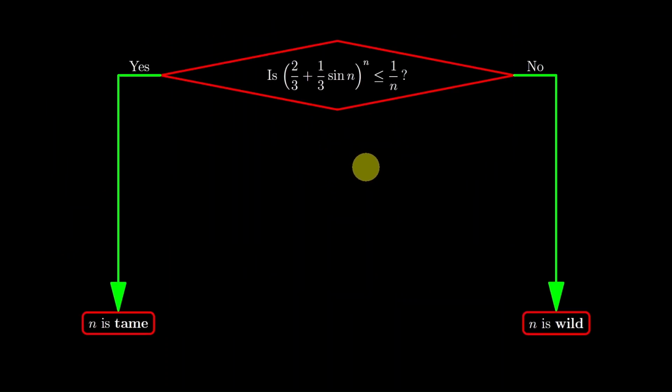Let's try that. We'll check if the number n satisfies the given inequality. If it does, we'll call n tame. Otherwise, we'll call n wild. The tame numbers are good, while the wild numbers are bad. We'll try to deal with the two cases separately.